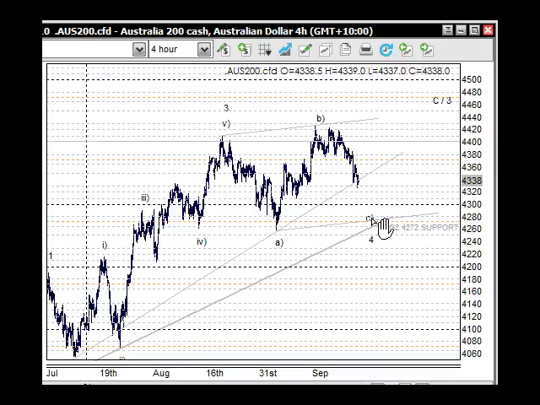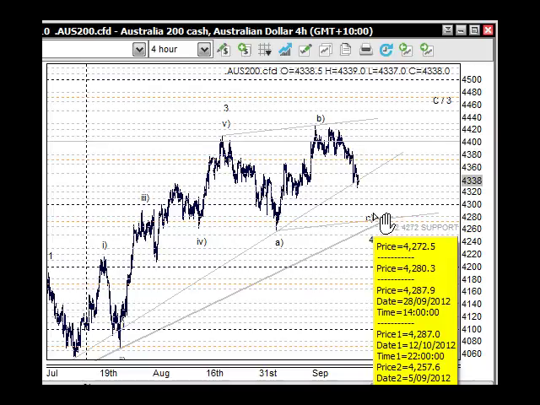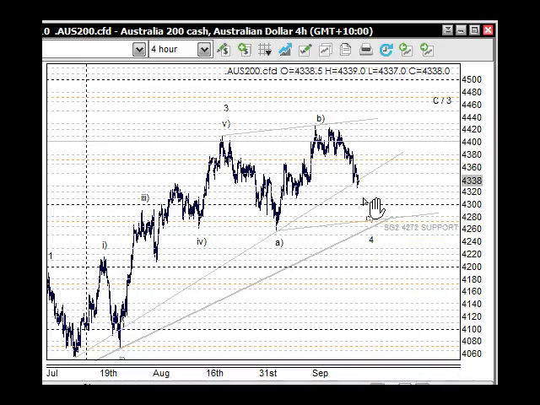Or 5 waves down for the C wave. So they're both going to be the same. And they're both going to face degrees of support here.